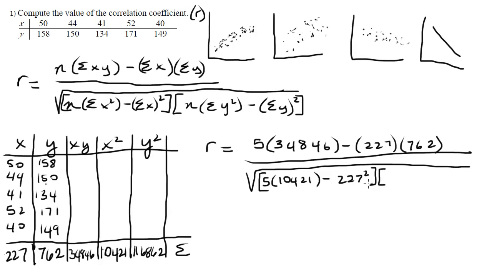And then here I have, where's 227? There we go. 5 times the sum of the y squareds, 116862. And you can see if you put one of these numbers in wrong, you're in trouble, right? Minus 762 squared. And I hope I didn't put any number in incorrectly, because then I'll be in trouble. Okay, I'm going to attempt to put this all in my calculator now.